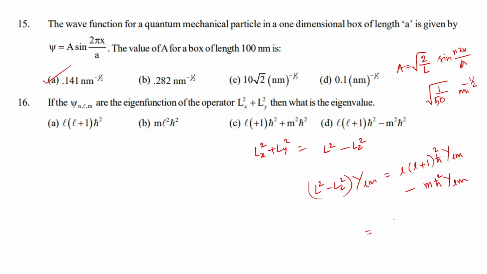Okay. And also m square h cut square. Lz is m h cut. So you're getting it, right? What I'm trying to say here. So L into L plus 1 h cut square minus m square h cut square times the spherical harmonic. Okay. So this is your eigenvalue. See the D option, I guess. D is the correct answer here.